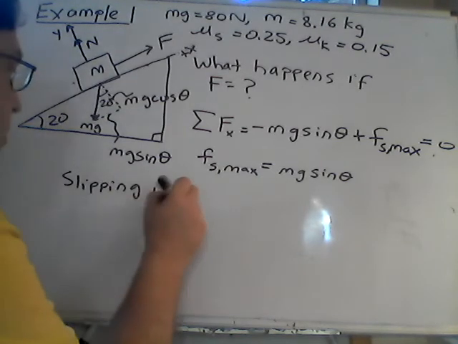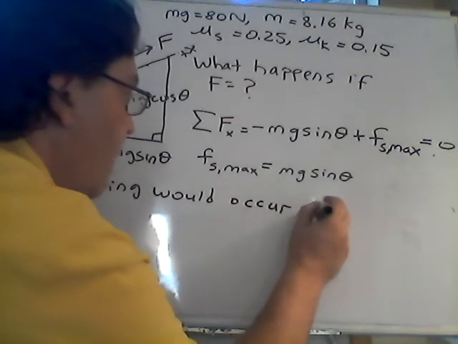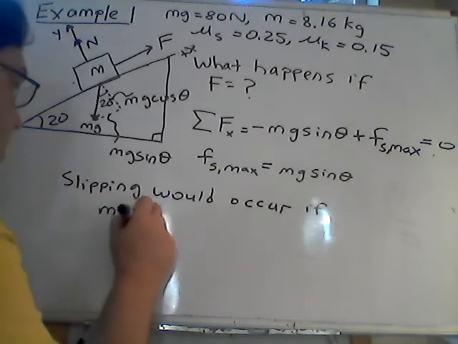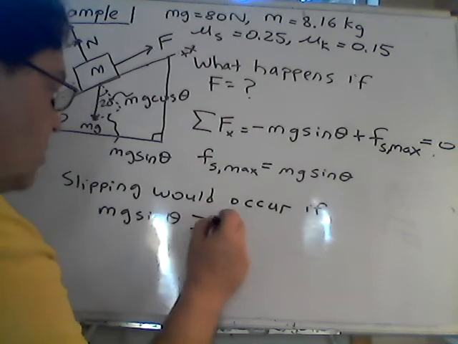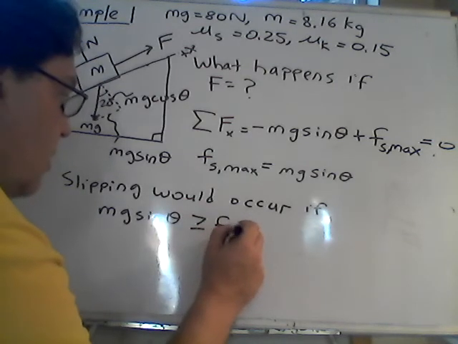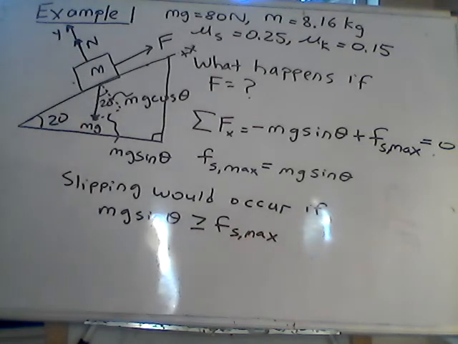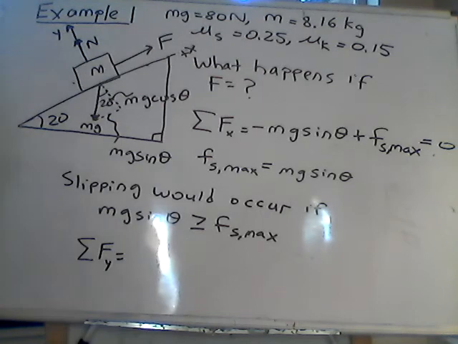Slipping would occur if mg sine of theta was greater than or equal to F sub S max, right? Or in this case, we would look at the other equation, and that would be the summation of all forces in the y direction. Well, that would equal what?